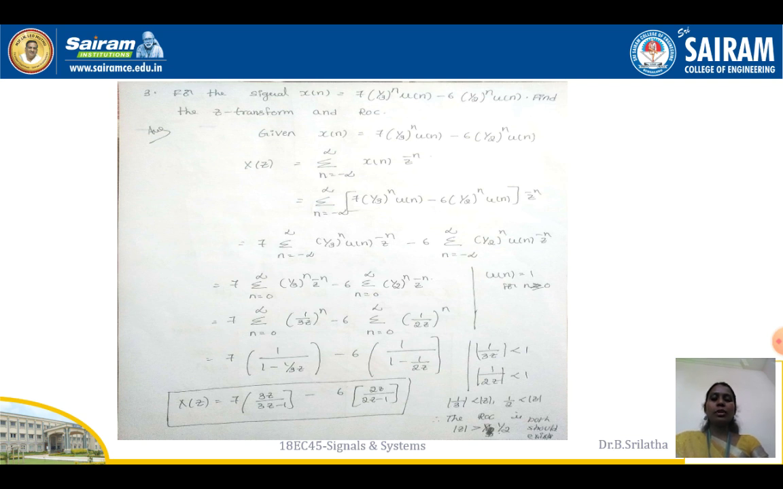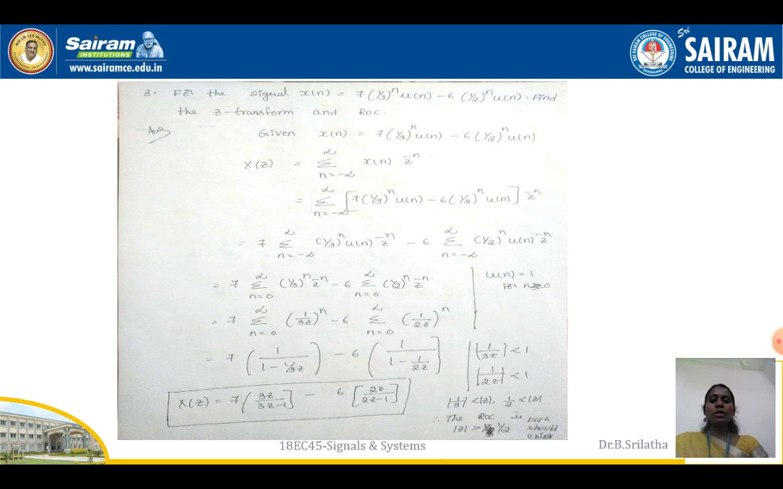In the second one, 6 is a constant. We can take it out from the summation. So minus 6 summation n is equal to minus infinity to plus infinity (1/2)^n u of n into z power minus n.